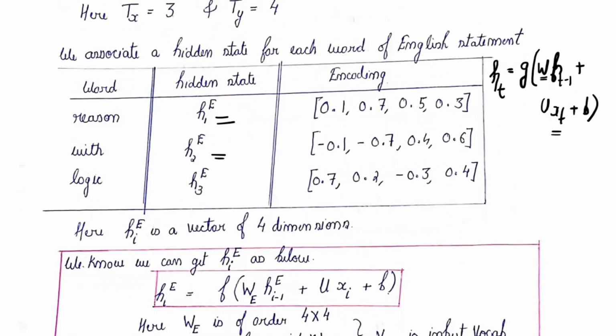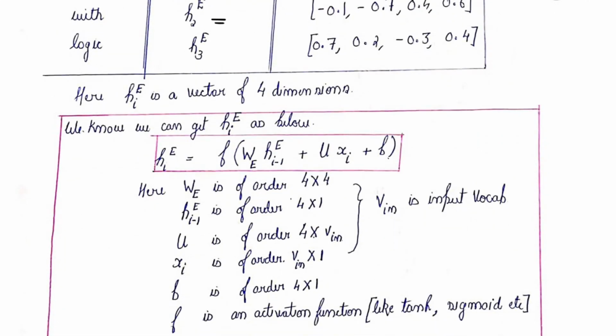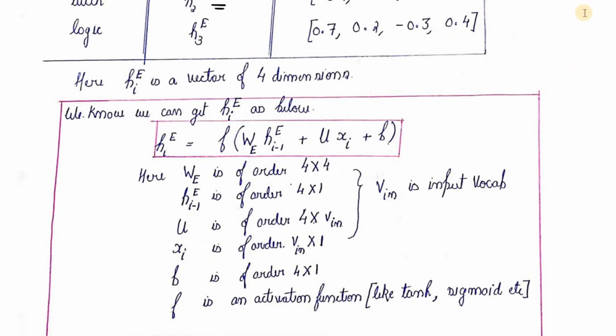Now let's see how the dimensionality looks going forward. As I have explained just above, this is how HIE is calculated, just that I used T in my previous examples; I will use I over here for convenience. So we have Xi to be of order Vn cross 1. Now what this means is we assume that our vocabulary has some finite set of words.